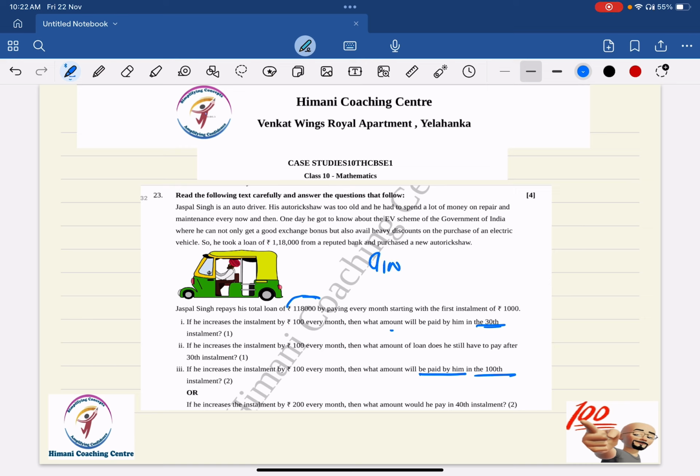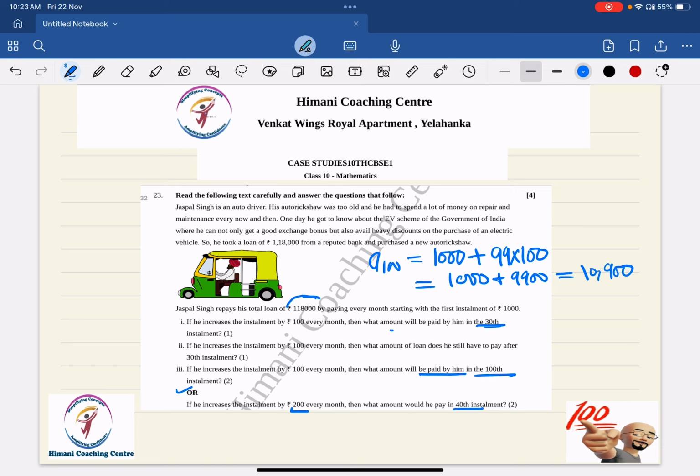So A100 would be 1000 plus 99 times 100. So we get 1000 plus 9,900. So the amount he is going to pay in the 100th installment would be 10,900.